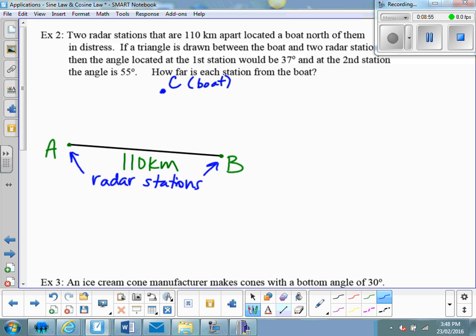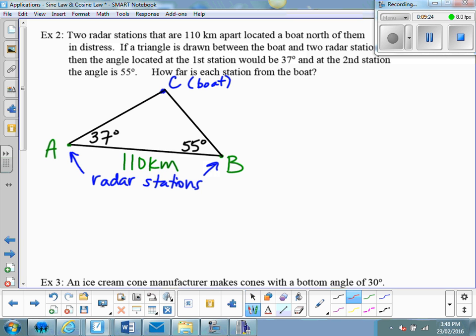Here and here. And it gives us the angles from each of the radar stations to that boat. So the first station is at a 37-degree angle with the boat, and the second radar station is at an angle of 55 degrees with the boat. And we're trying to figure out how far is each station from the boat.